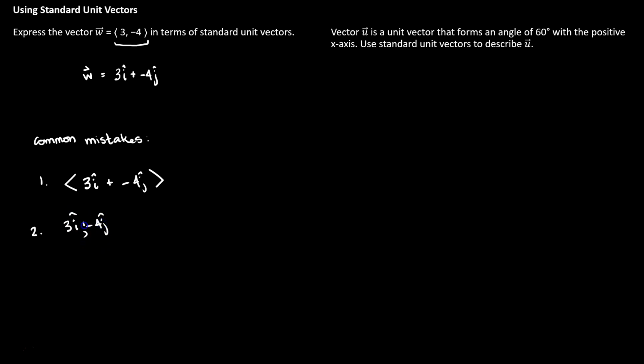Another common mistake: we don't want to use the I hats and the J hats with a comma between them, because the plus sign is what's combining the 2 things. In the I hat, J hat notation, we don't need the comma. So these 2 things together, they don't belong together. I think that's pretty much it. Using the pointy brackets and the standard unit vectors together is a big no-no.